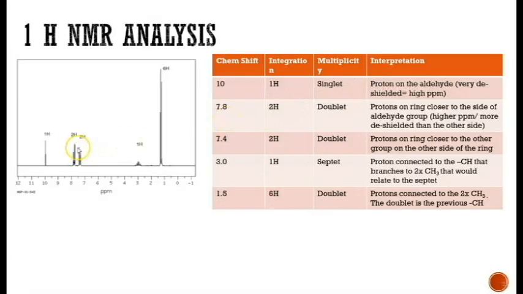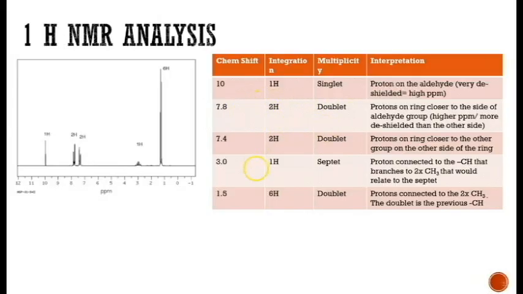Next, we look at these two, very similar in ppm, and they both have two hydrogens. They're also both doublets. So now we can think about the symmetry that we were wondering about on this molecule, and we see one is just slightly higher than the other. We know that there's a substituent group, and we know that there's an aldehyde group. So likely the aldehyde group is going to be on one side of the ring, and the substituent group is going to be on the other side of the ring.